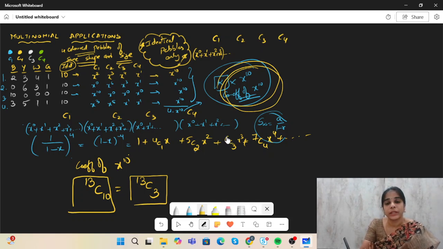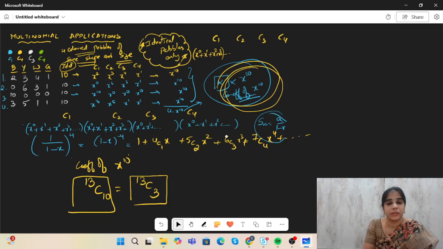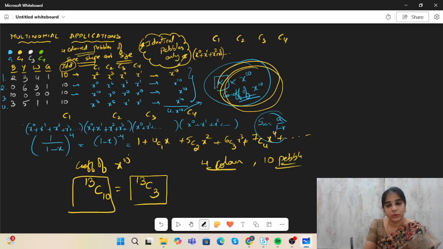Now, how to get the general rule out of these statements? How many colored pebbles have I taken? 4 pebbles or 4 colors is what I took, and I want 10 pebbles, from which I got 13C3. So what is the rule that I followed? And see, I always want a 10 as my answer. My RHS is my 10. That is my r, okay?